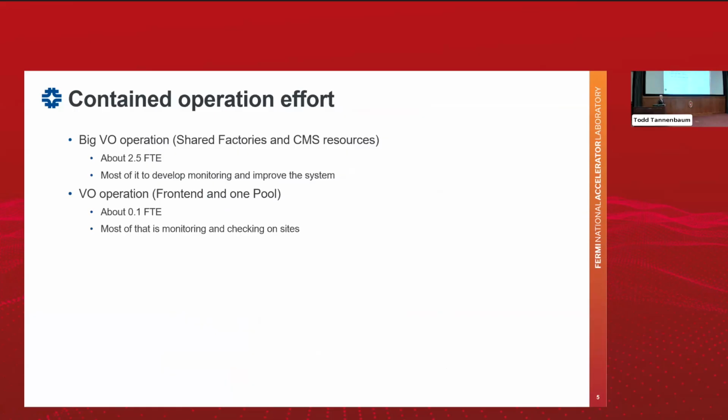We try to maintain a contained operational effort, right? A big VO like CMS that's operating factory, multiple front ends, has a big number of FTEs, so 2.5. Mostly, though, developing their customized monitoring and surveilling the sites. A small VO that's just operating a front end and monitoring the site, and the Condor pool can run everything with less than 0.1 FTE. And mostly, again, it's for monitoring. So generally, the software is just running.